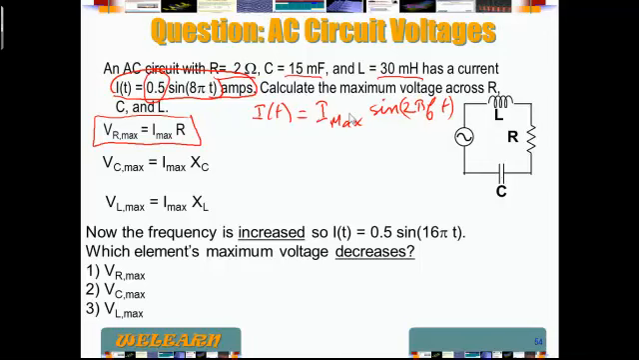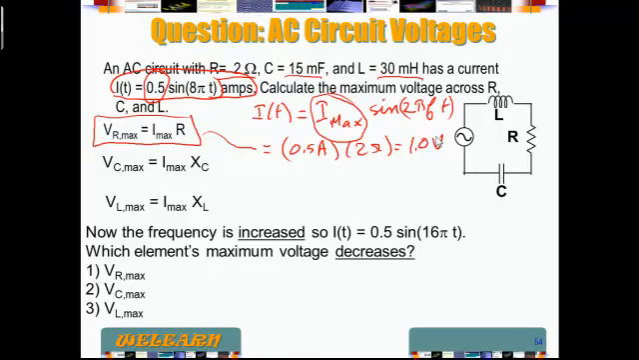That leads us to find out that I max is actually 0.5 amps. And in this case, then VR max is just 0.5 amps times 2 ohms, the resistance. So that gives us 1 volt.